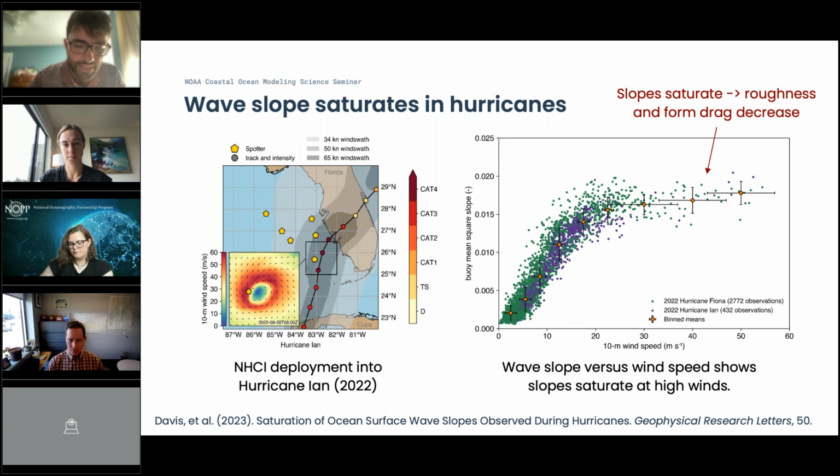And the little inset in the bottom left shows one of those spotters in the context of the COAMS-TC wind speeds. COAMS-TC is one of the forecast models from NRL that we've been working with on this project, and gives us wind fields to co-locate with the buoy data.